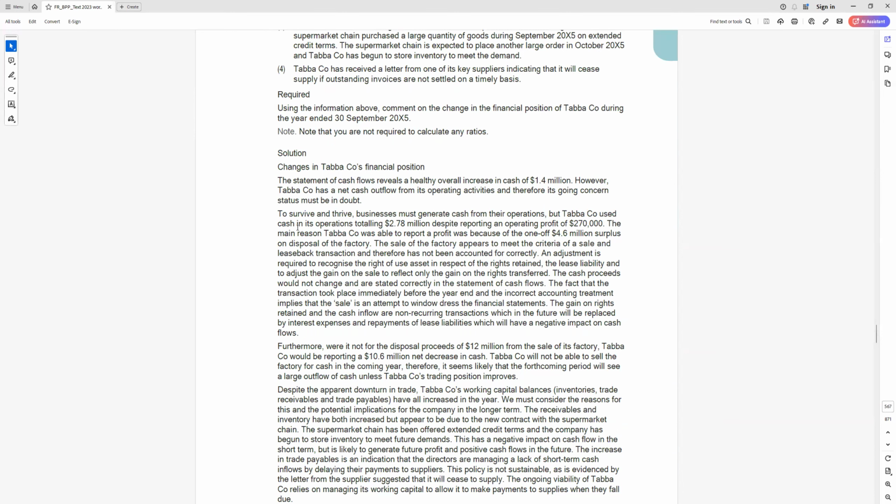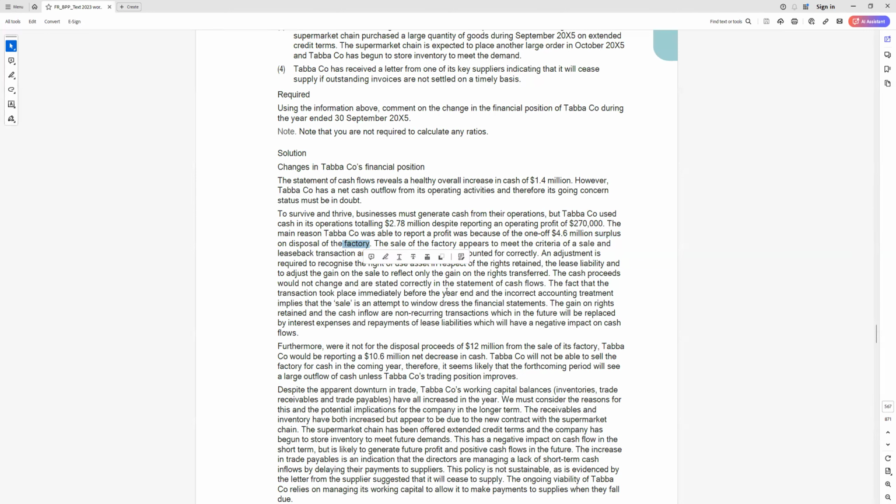T&Co used cash in operations totaling 2.78 million despite reporting an operating profit of 270,000. The main reason T Co was able to report a profit was because of the 4.6 million surplus on the disposal of the factory. So this surplus, the profit we make by selling or disposing of the factory, is why we have been able to use this cash. Otherwise, we have only 270,000 profit.